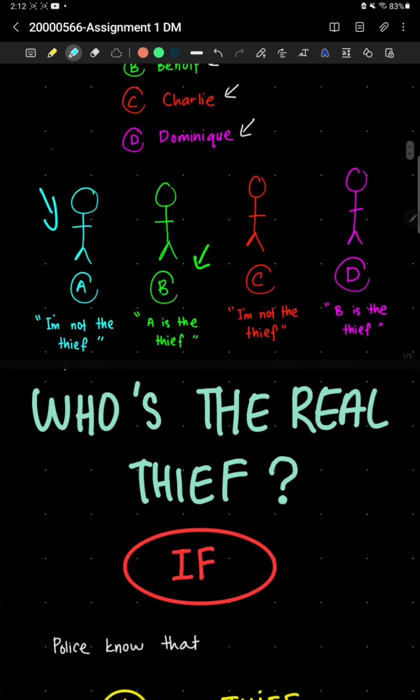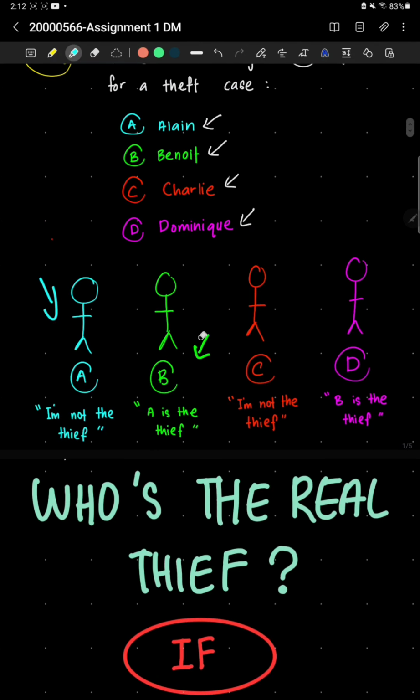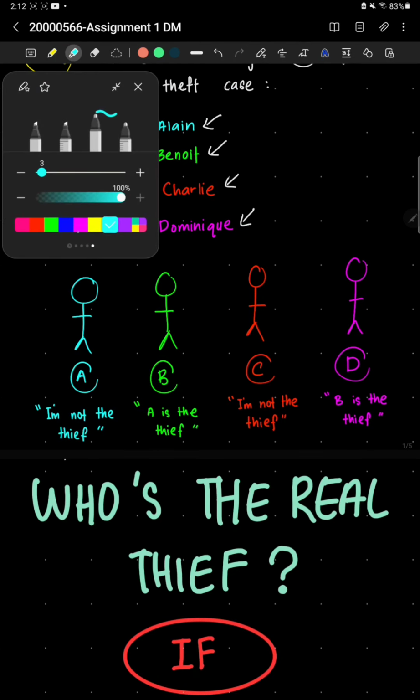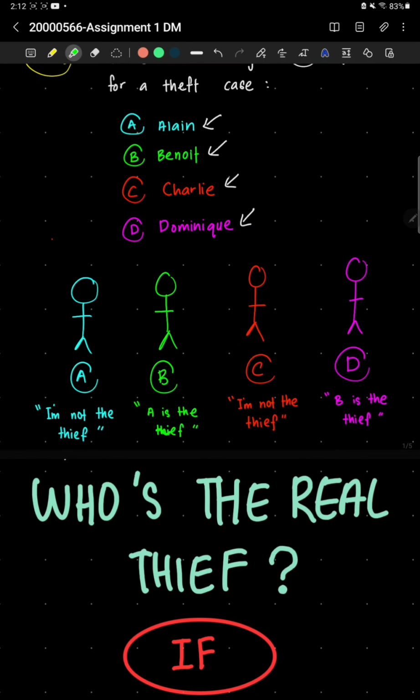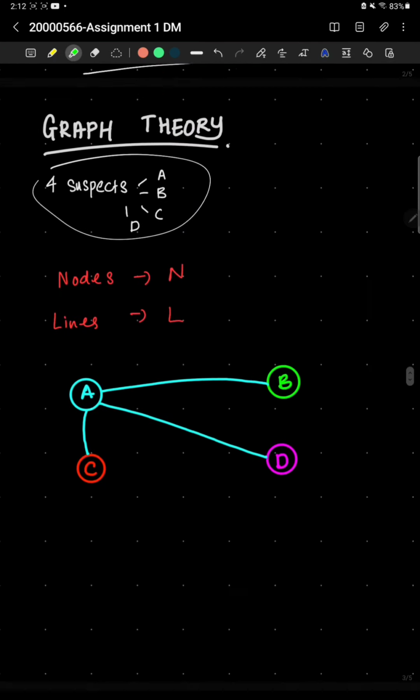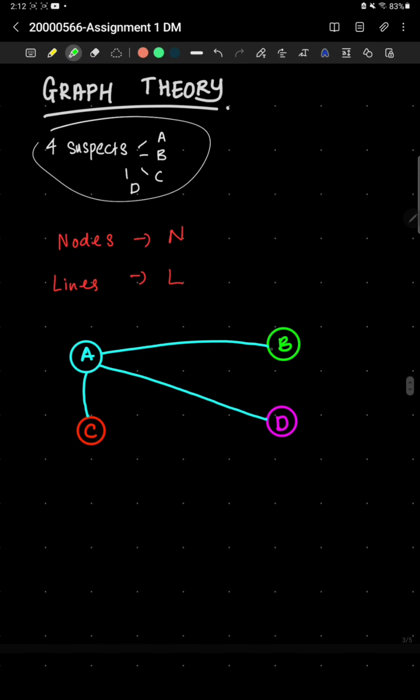So now the next suspect is B, the green color. B said A is the thief, so he is only accusing A. So now what we should do is draw the line from B to A.